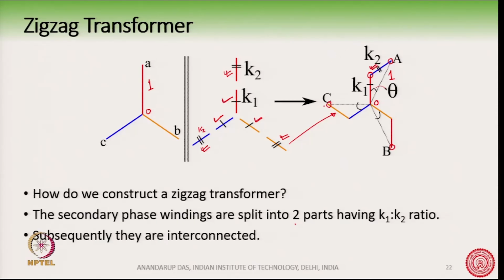So, this is a zigzag transformer. This is the star side and this is the zigzag transformer connection and the corresponding phasor diagram. The amount of phase shift on the output of the zigzag transformer can be controlled or adjusted by changing the values of K1 and K2.